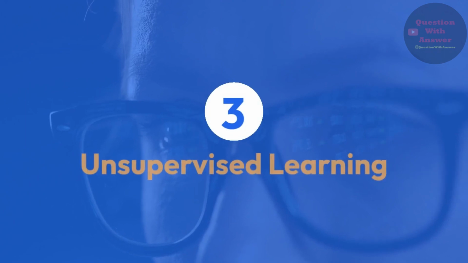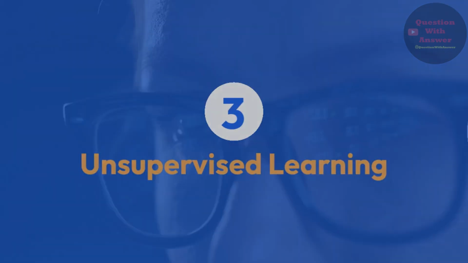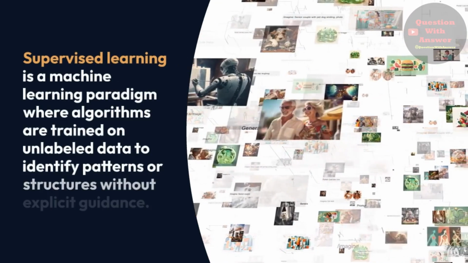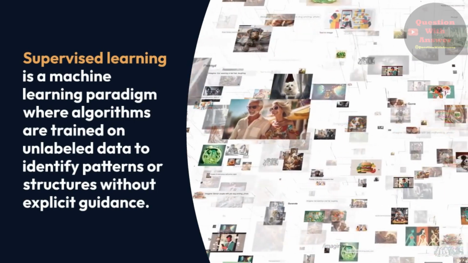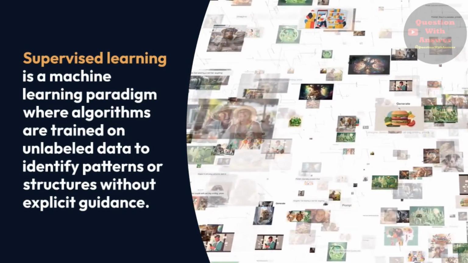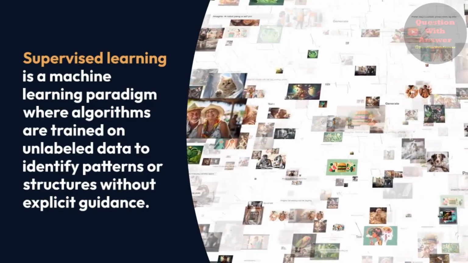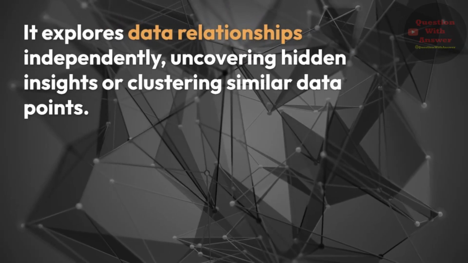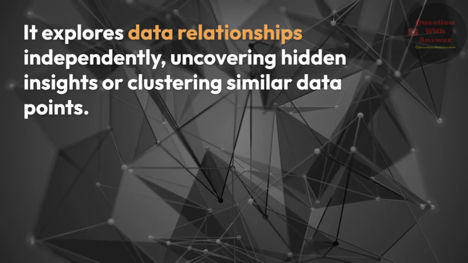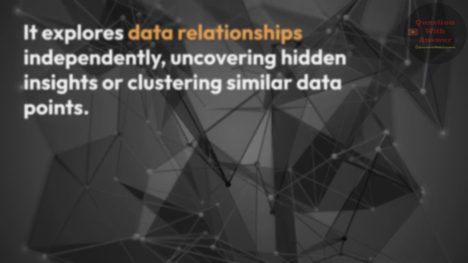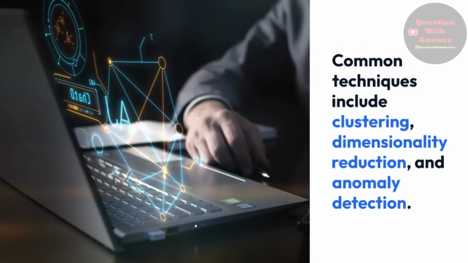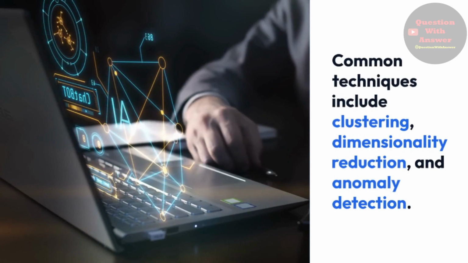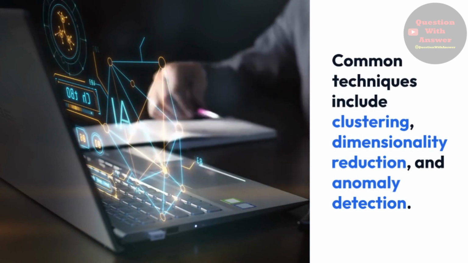3. Unsupervised learning. Unsupervised learning is a machine learning paradigm where algorithms are trained on unlabeled data to identify patterns or structures without explicit guidance. It explores data relationships independently, uncovering hidden insights or clustering similar data points. Common techniques include clustering, dimensionality reduction, and anomaly detection.